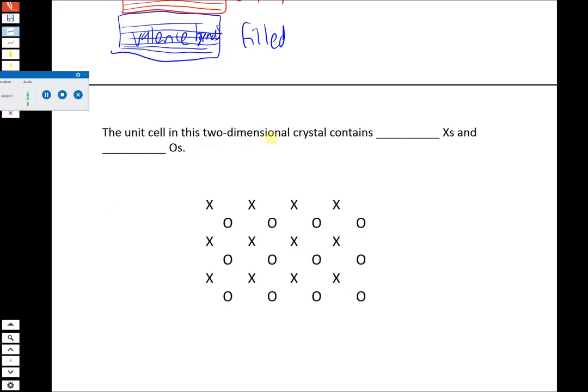So the unit cell in this 2-dimensional crystal contains how many X's and how many O's? Our key here is to try to find the smallest piece of the crystal, a representative unit cell, from which we can generate this whole pattern, this whole lattice, by translation. There are actually 2 different ways you can do this that will both give you the same answer.